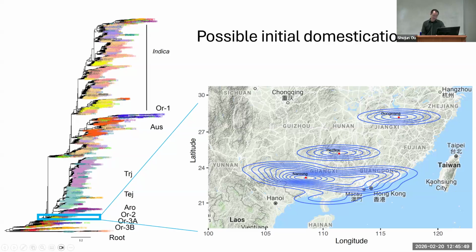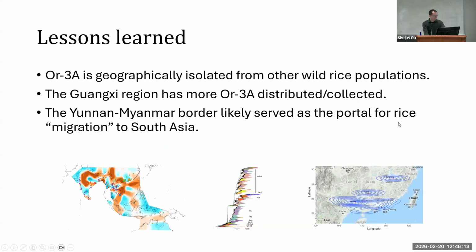So there was a debate whether it was domesticated in northern China or southern China, and if in southern China, whether it's China or India, right? But it tends to support domestication in China, and also southern China, because we have more samples in this clade than just one sample in Dongxiang. Okay. So the lesson learned is OF3A is geographically isolated from other wild rice populations.